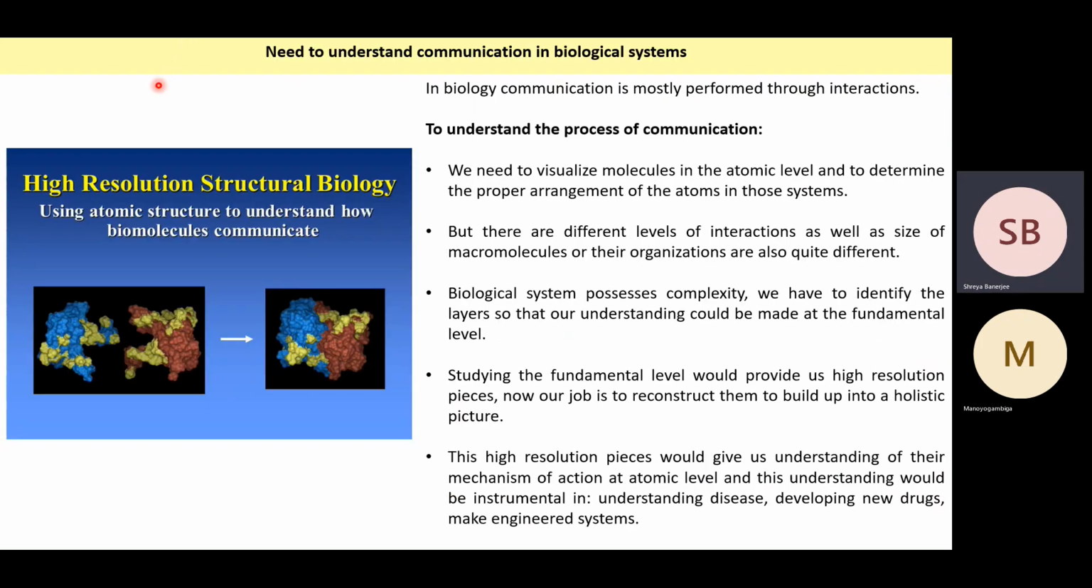So the two-component system that you learned is basically how a system communicates within itself from the stimulus to the response. But we need to understand the atomic level of this communication in biological systems. In biology, communication is mostly performed through interactions. And in order to understand the process of this communication, we need to visualize the molecules at the atomic level and determine the proper arrangement of the atoms in these systems.